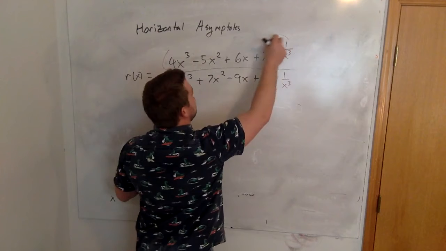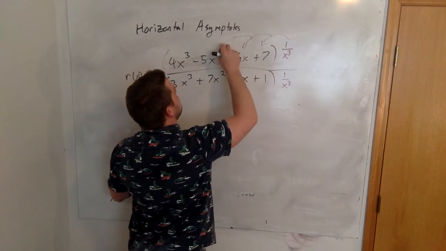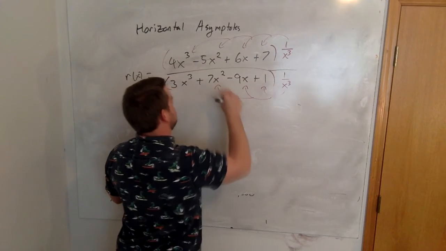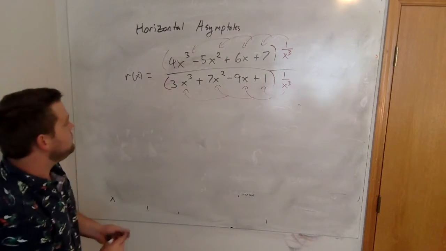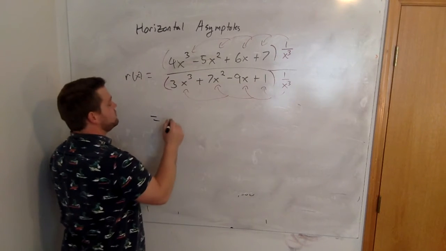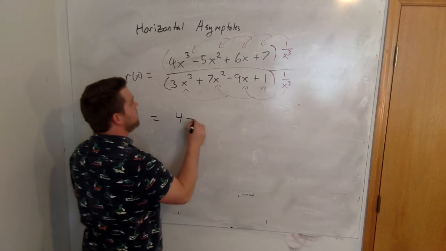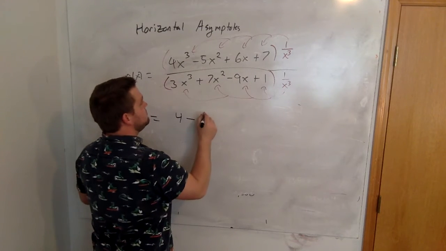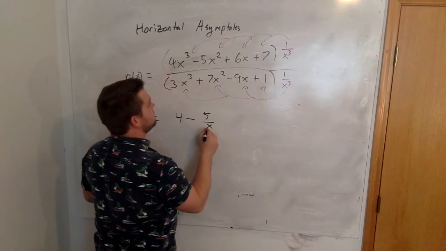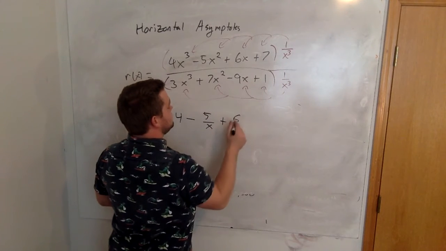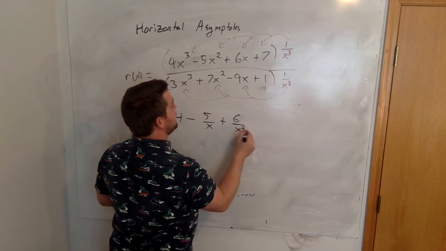Now I'm going to distribute this 1 over x cubed into these parentheses. Okay, and let's see what we're going to get here. Well, I have a 1 over x cubed times a 4x cubed. I'm going to get a 4 minus, well, I'm going to have an x squared divided by an x cubed, so I'm going to get a 5 over x. Plus, I'm going to get a 6 over x squared, since I have an x in the top and x cubed in the bottom.